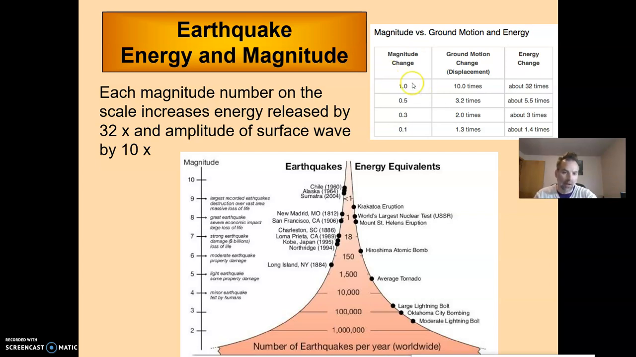So for instance, if you have a magnitude change of 1, your ground motion change is going to be 10 times that, and your energy change is going to be about 32 times that. So for each magnitude, the number on the scale increases energy released by 32 and amplitude of the surface wave by 10 times. So remember, amplitude is the height of the wave. This is a nice comparison, comparing magnitude versus ground motion.